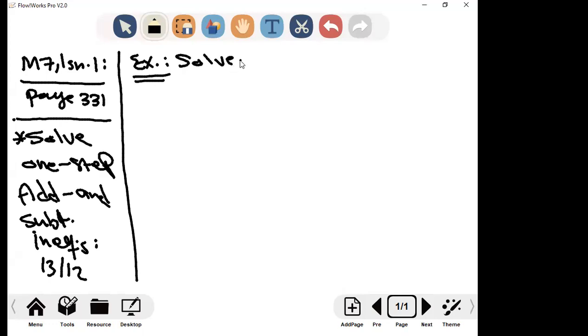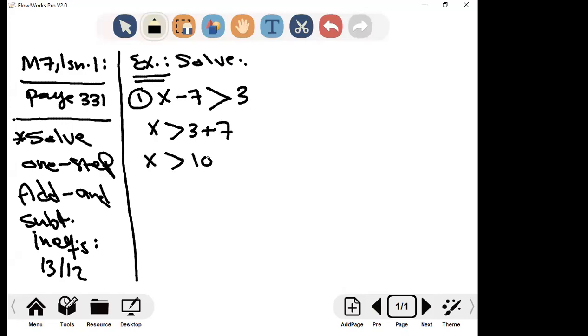Solve the following inequality: x minus 7 more than 3. This is a one-step subtraction inequality. The variable is x, the connected number is minus 7. So here we shift the connected number, it will be 3 plus 7. So x is more than 10. This is the solution.